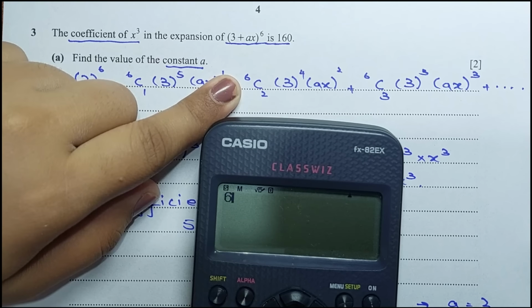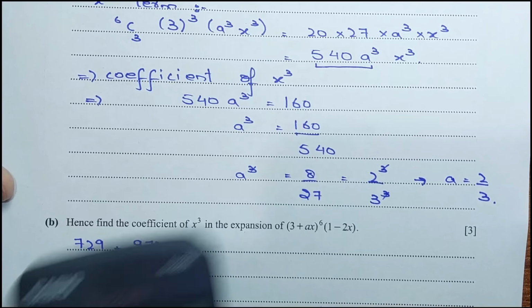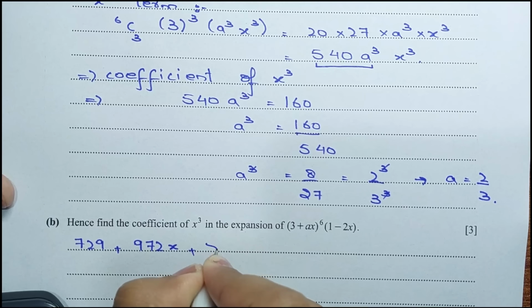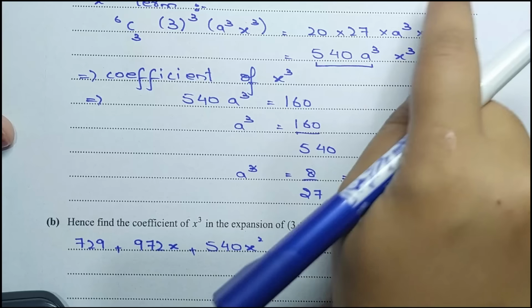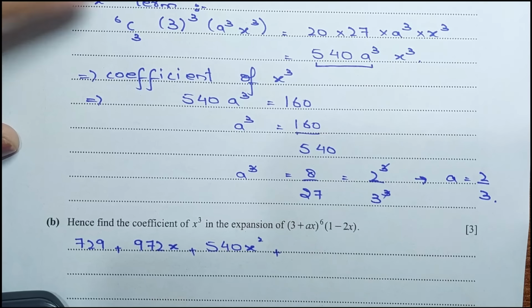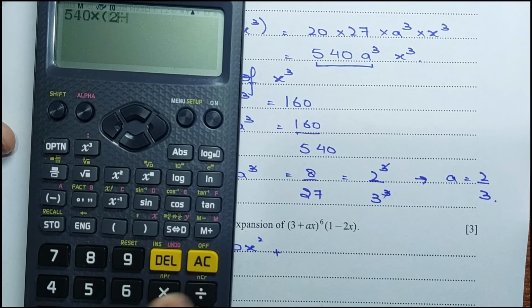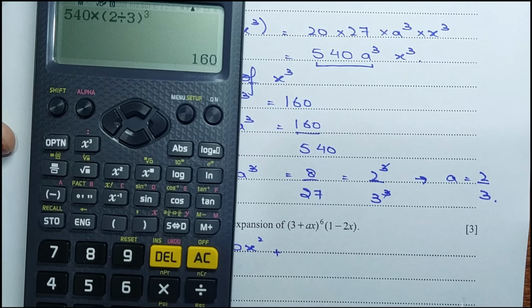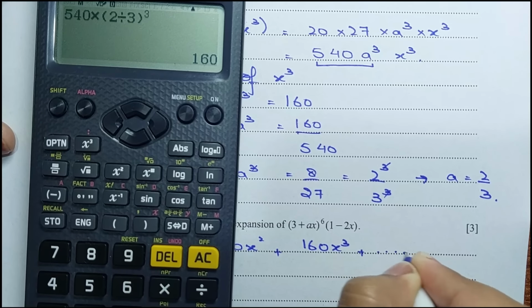6c2 times 3 to the power of 4 times 2 by 3 square is 540x square, plus the next term we already did, which is 540 times a cube, 2 by 3 whole cubed, which is 160x cube, and plus so on, right?